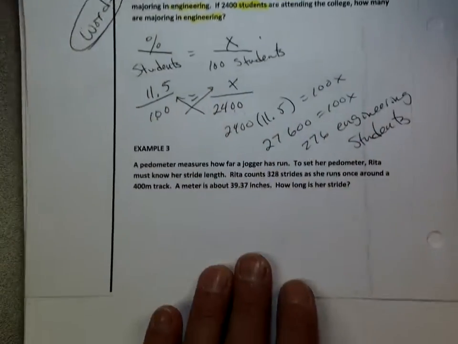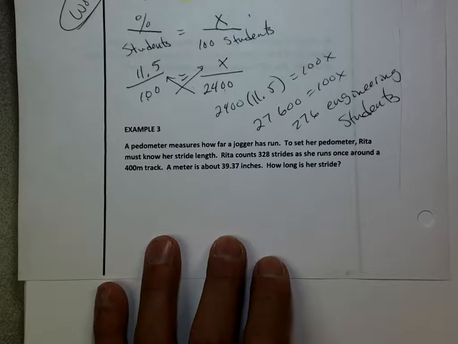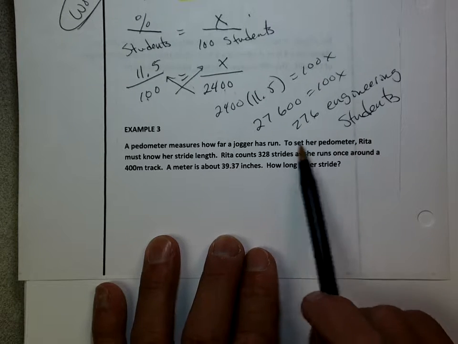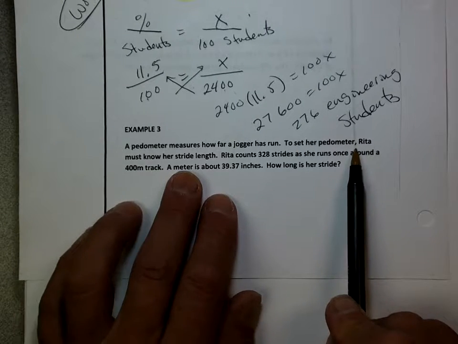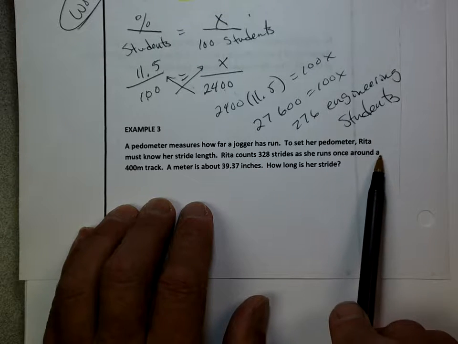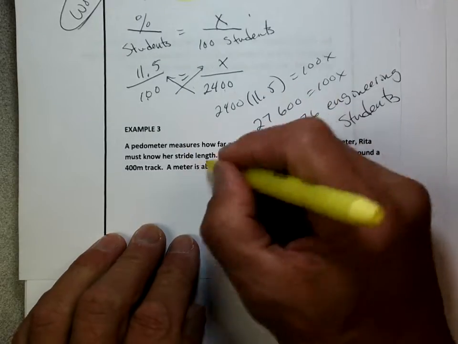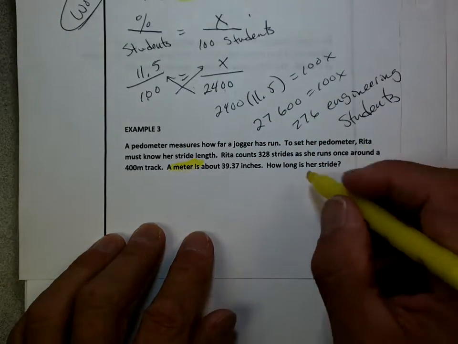Let's look at the next one. Alright? So a pedometer measures how far a jogger has to run. To set a pedometer, Rita must know her stride length. Rita counts 328 strides as she runs once around a 400-meter track. Okay, so there's some words. I got meters, I got strides, okay.